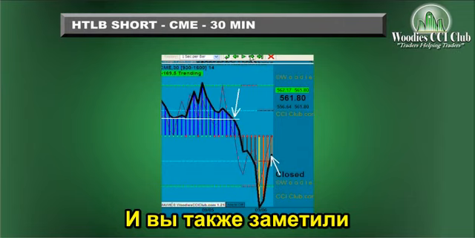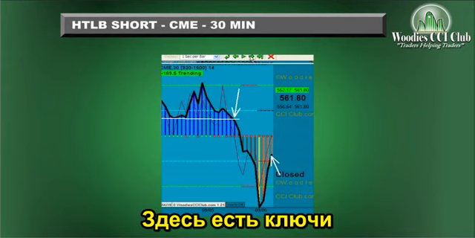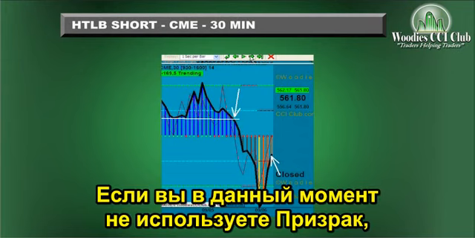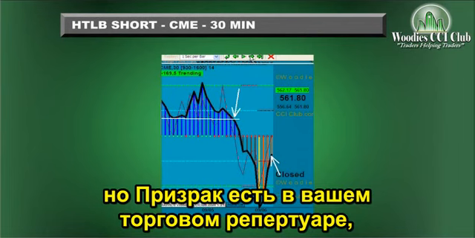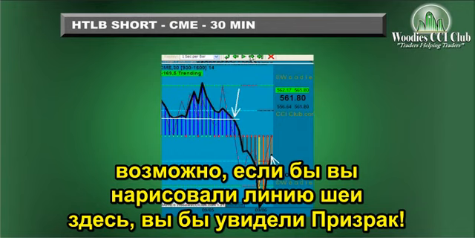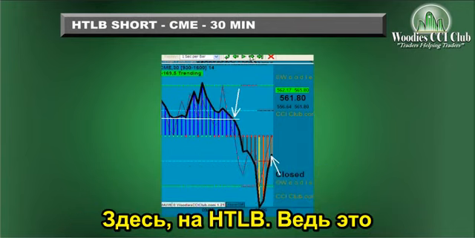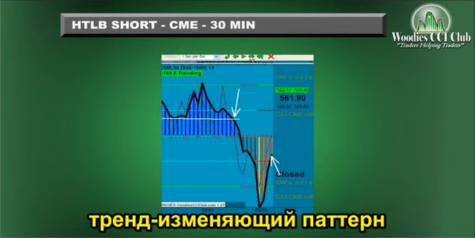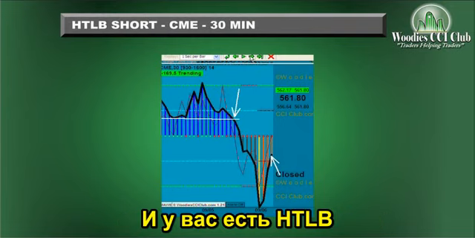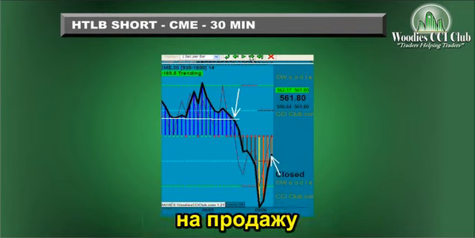Now, also, you will notice there are some clues here. If you don't trade ghost patterns, and that ghost pattern isn't in your trading repertoire, maybe if you look at it and you draw a neckline here, you will see you had a ghost pattern on this horizontal trend line. So now you have a trend changing pattern, and you also have a horizontal trend line break to go short.